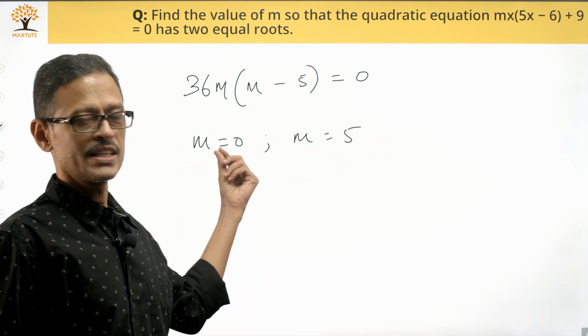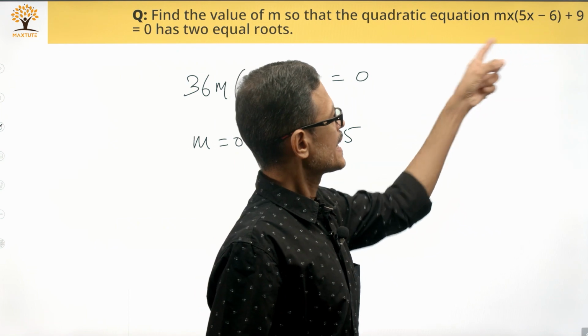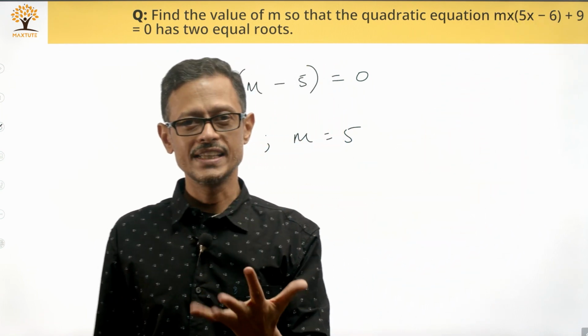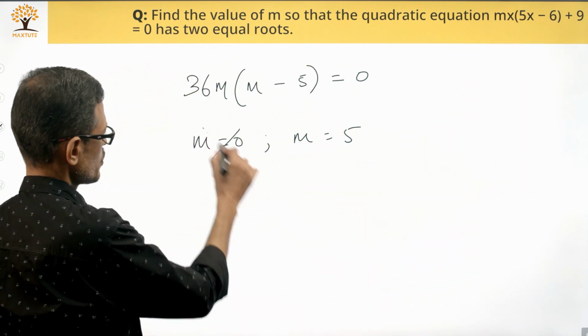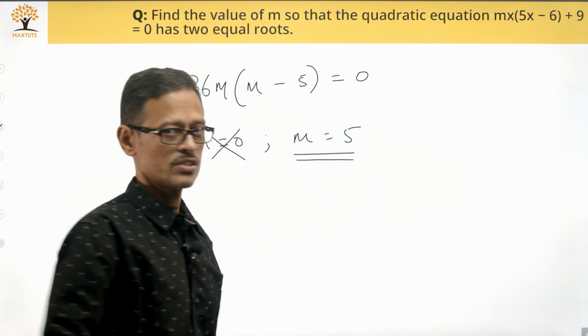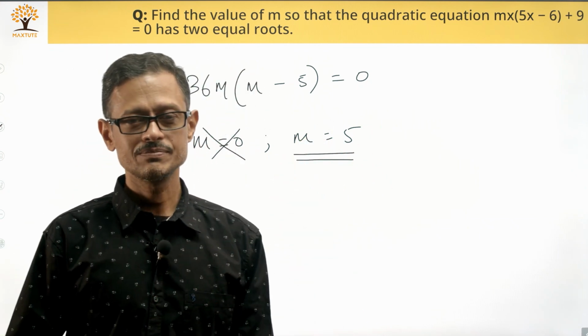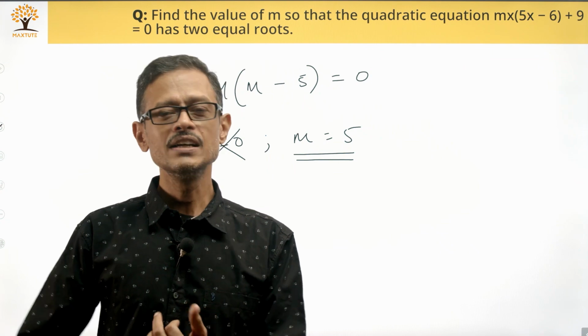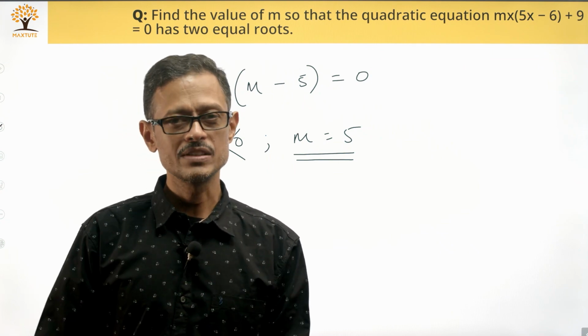Look at what happens when m is equal to 0. If m is equal to 0, the entire x terms vanish, which means we don't have a quadratic equation at all. So m is equal to 0 is not a possibility. m is equal to 5 is the answer to this question, right? So question number 2 is done. For what values of m will you have equal roots? We'll have equal roots when m is equal to 5.